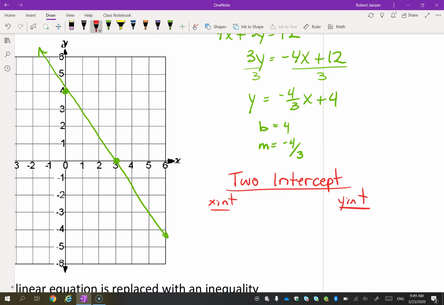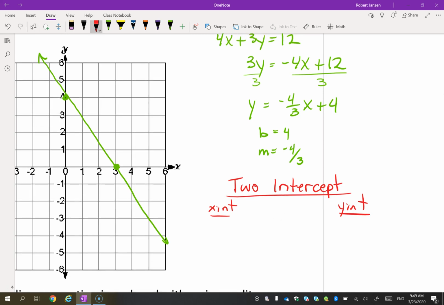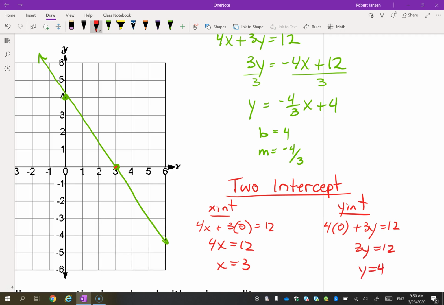How do you find the x-intercept? You make y equals 0. So you'd have 4x plus 3 times 0 equals 12. So 4x is 12, x equals 3. And you've already got that plotted. For the y-intercept, you would make x be 0. And so then you'd have 3y equals 12, y equals 4. And we also have that plotted.